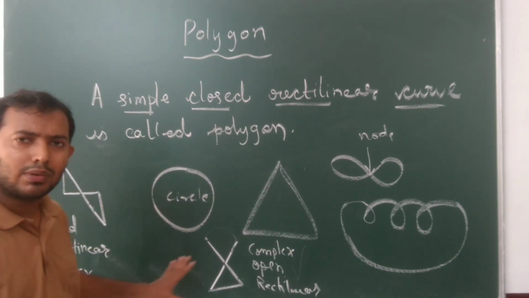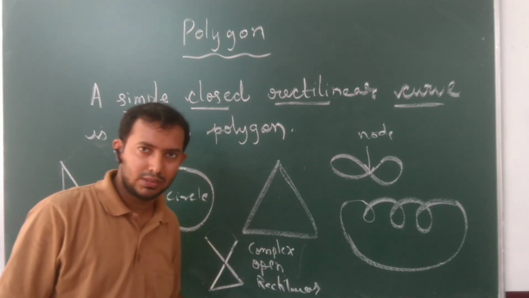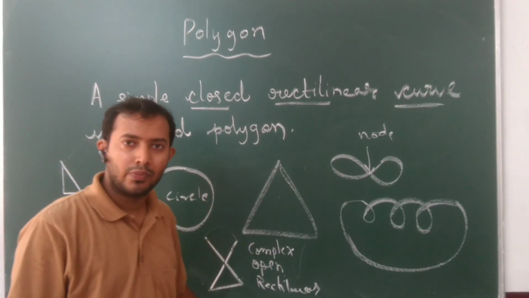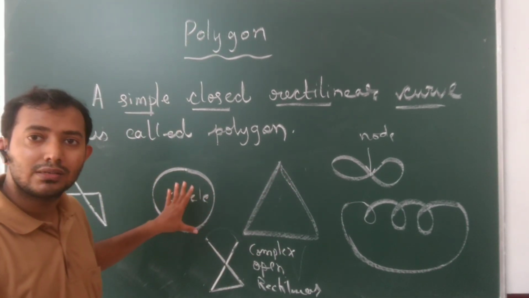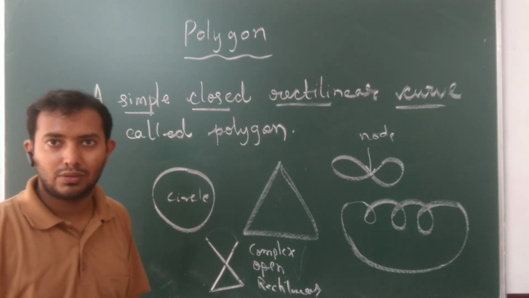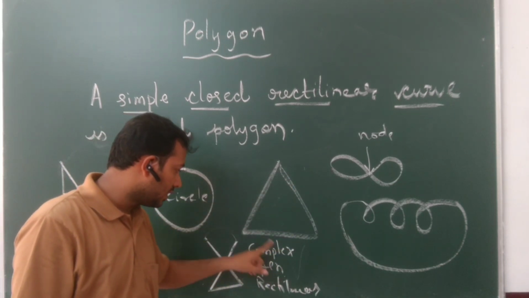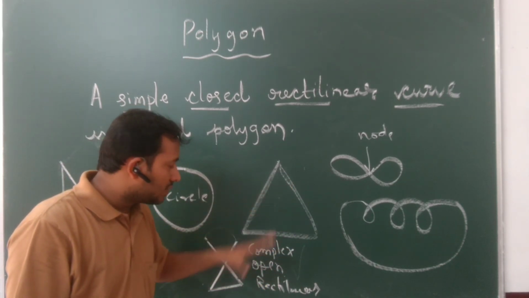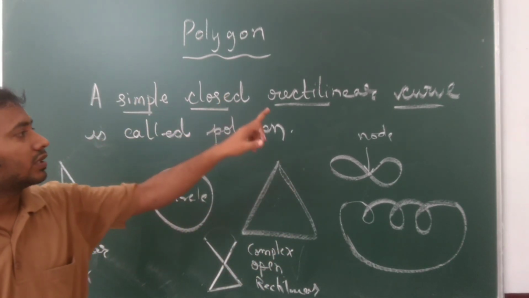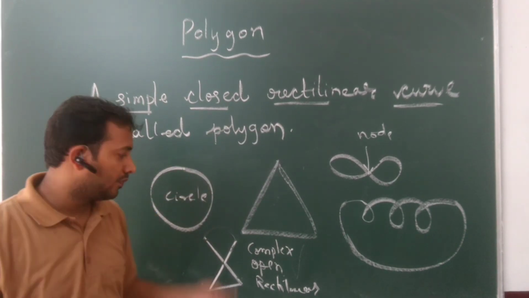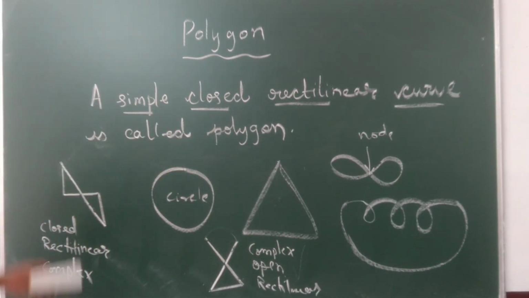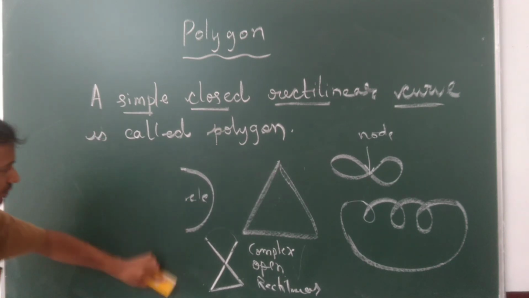These are there, but we don't have all of this in our syllabus. But you have to know about all this. And this one you need to see in a separate chapter. Circle is there in our syllabus. Okay, we'll discuss this one later. But you can see that a simple closed rectilinear curve is called what? Polygon. I hope you people have understood.